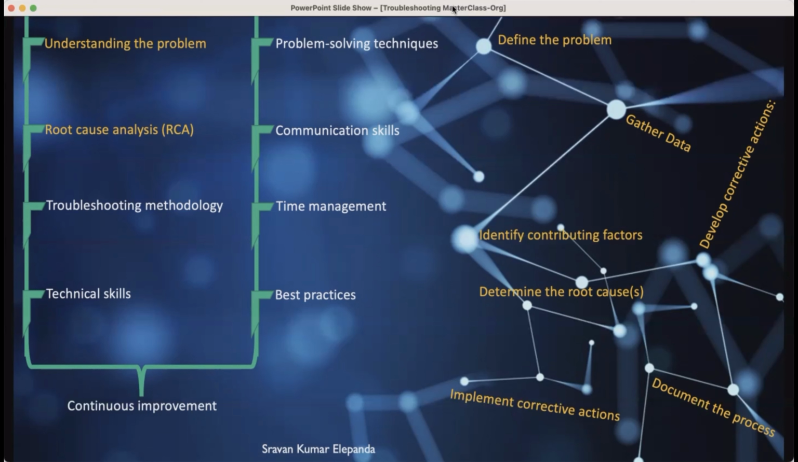Once you have all the data, identify the contributing factors that led to the problem. This might include equipment failures or human errors or other factors that played a role in how the issue arose. So you really need to go into detail on the underlying architecture and key components, and understand what has happened. Let me give you one example.